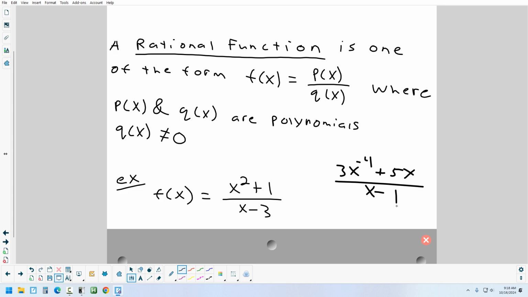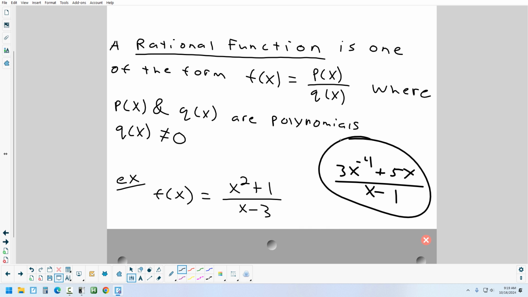Why isn't the top a polynomial? That goes back to chapter 3. What makes that not a polynomial? Remember, we're looking at this one. Oh, negative exponent. It has a negative exponent. You cannot have negative exponents in a polynomial.